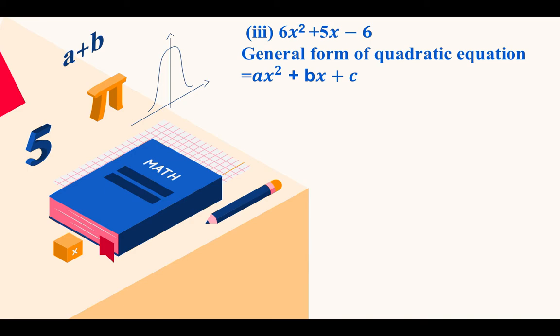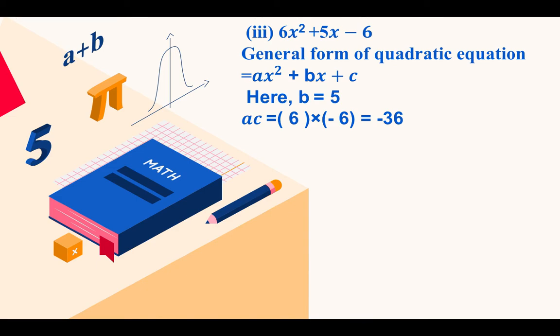Now here b is equal to 5. You can compare the coefficients of the general form of quadratic equation and the given equation. So you can see ax square plus bx plus c. Here b is equal to 5 and ac is equal to 6 into minus 6, which means minus 36. Here a is equal to 6 and c is equal to minus 6.